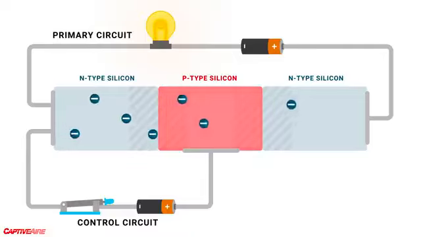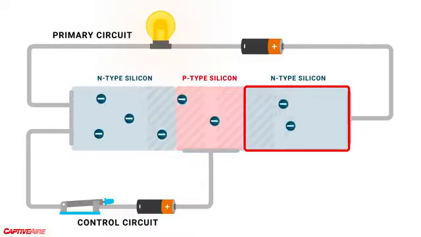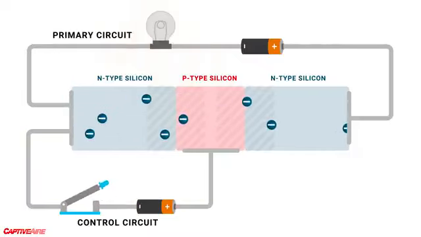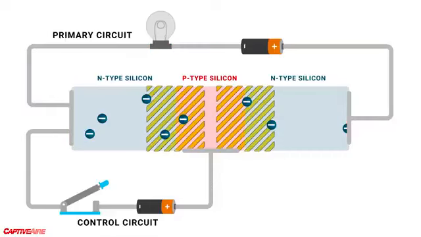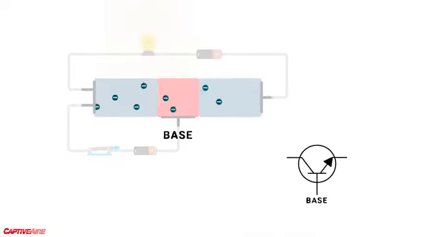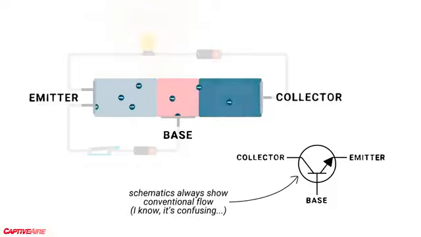If we make this middle P region even smaller, then most of the electrons will choose to go this way. So now it only takes a little bit of current to control the transistor. And as soon as we stop the flow across the control circuit, the primary circuit will also stop flowing because there's no way for the electrons to be able to cross these two junctions without help. We call the middle of a transistor the base. And confusingly enough, due to the long established idea of conventional flow, which is opposite to electron flow, we call this side the emitter and this side the collector.